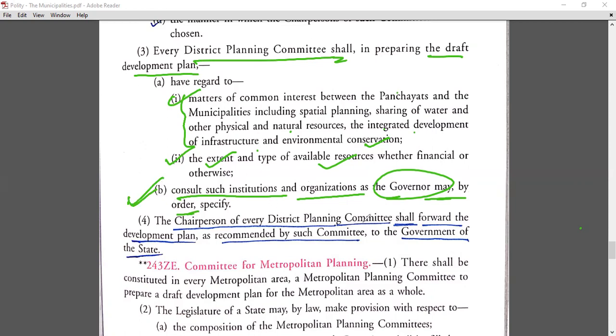The chairperson of every district planning committee shall forward, mandatory, the development plan as recommended by the committee to the government of the state, not the Governor. Here the trick is that it's not the Governor. So in a question they can put the Governor. Usually things go to the Governor, but here the committee will decide something and recommend it, and the chairperson of that district planning committee will forward the development plan, which is mandatory, to the government of the state, that is the minister, chief minister, or that government, the elected government and their council of ministers or the cabinet, anything you can say. So the correct word is government of the state, not Governor.